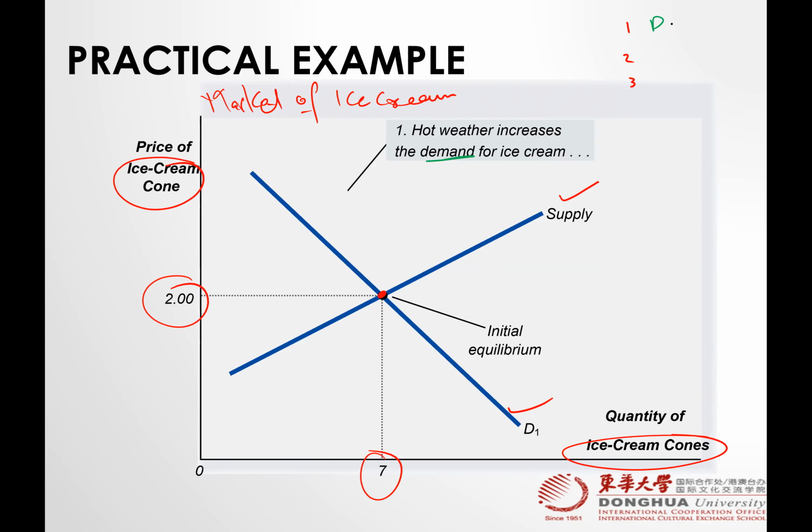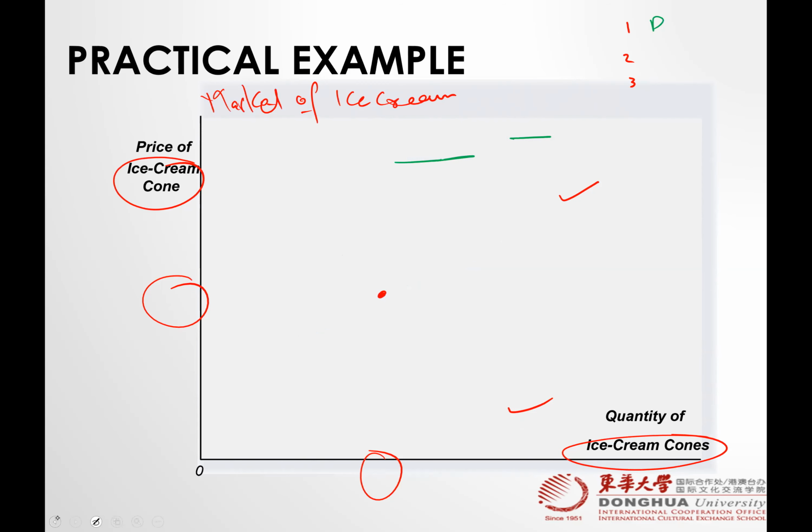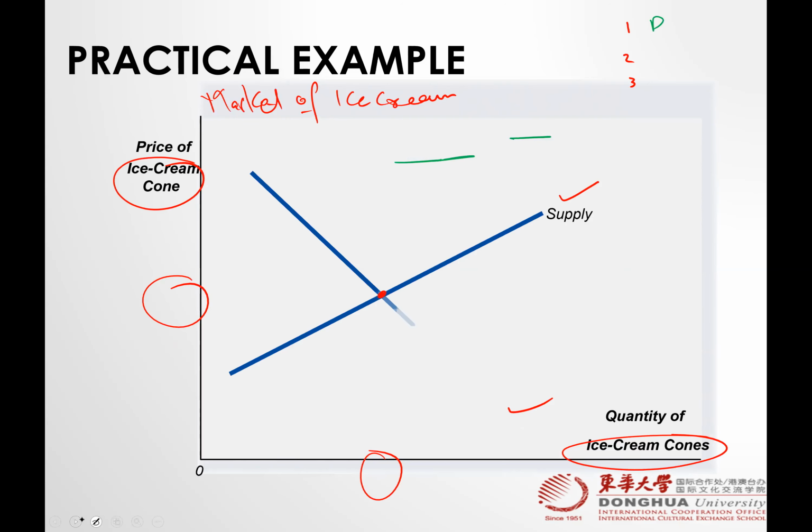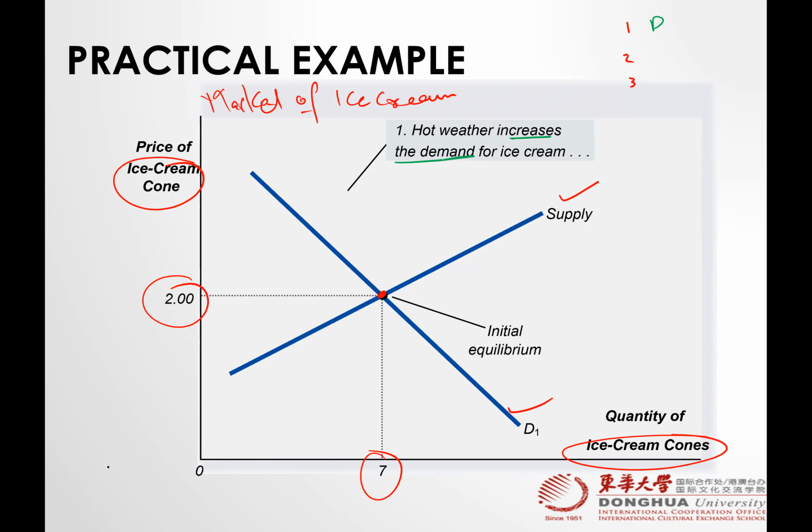So this is a case of shift or movement. Since question says increases the demand, it means, look at here. If question says change in demand, not the word quantity here, it means a shift. So hot weather increases the demand, which means we're talking about shift. Direction is positive. Positive means shift to the right. So let's talk about this. So demand curve shift to the right.